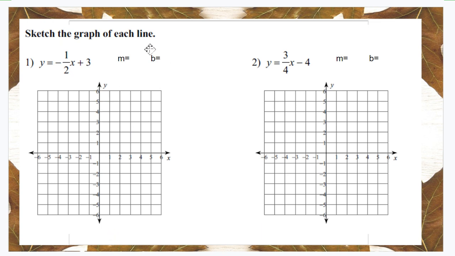So you'd put a point here. And then use your slope to graph the rest of the points and then connect them with the line. Exactly what we did in the examples. Keep your example page out, your notes page out to help you as you go through these.